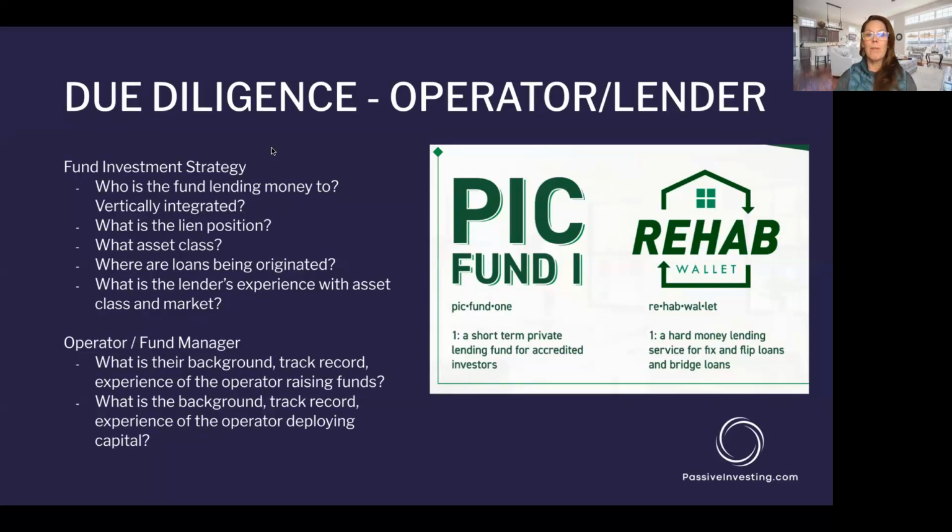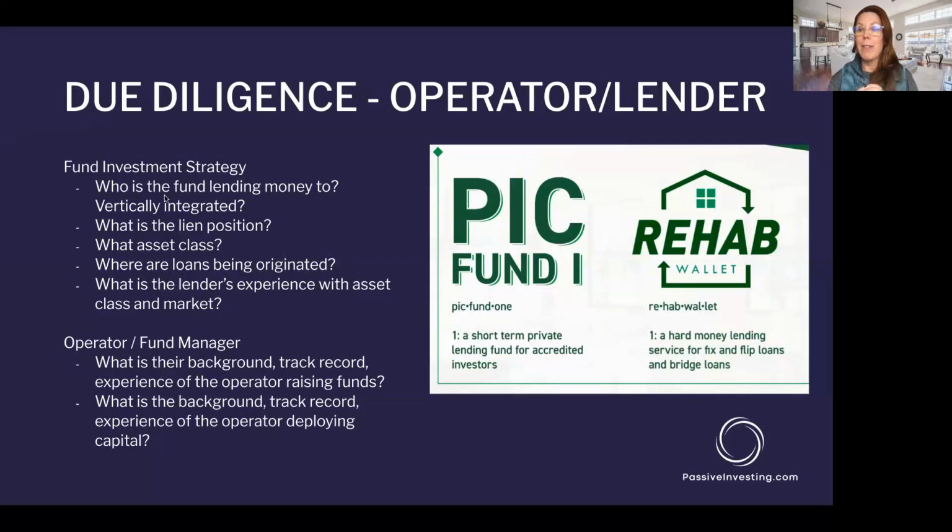So overarching, we want to understand what the fund strategy is. This is going to be a conversation with the lender and the operator. Who is lending the money? What is it being lent for? Is it being lent for single family or multifamily? Is it stabilized single family or is it fix and flip multifamily? You're going to want to understand what the overarching strategy is. Is that company vertically integrated? Or is the relationship between the operator aggregating the funds and the lender lending out the funds vertically integrated, or are they two separate entities?